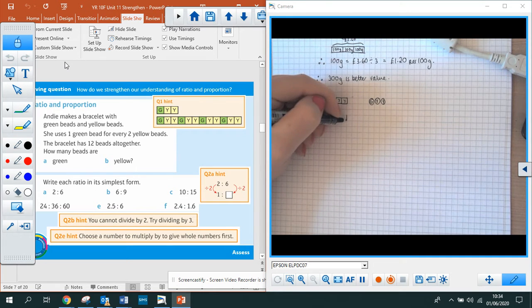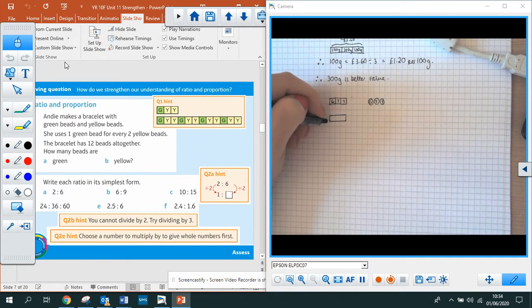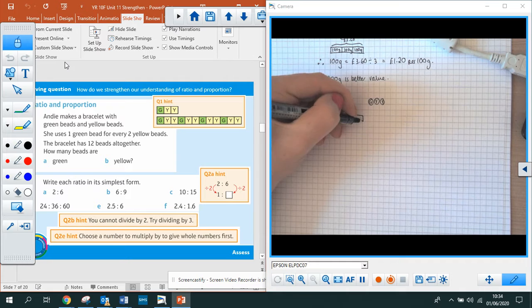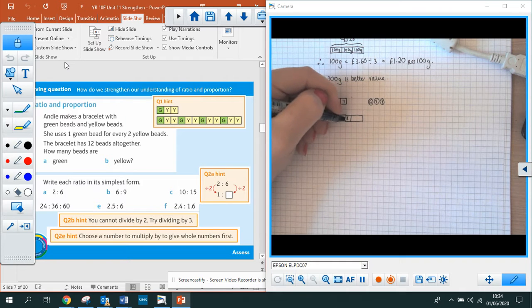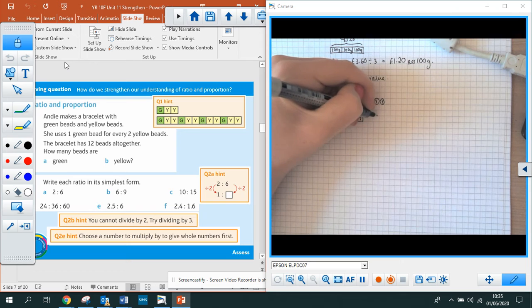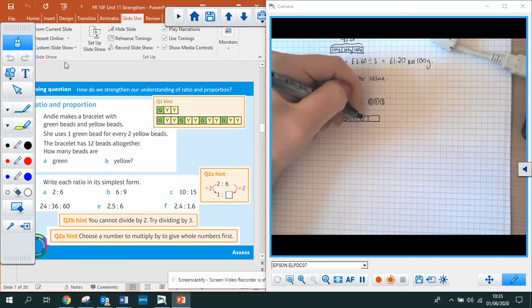So this is my first set. We've got green, yellow, yellow. Okay, the second set, that gives me 6 beads altogether, green, yellow, yellow. The third set is going to give me 9 beads altogether, green, yellow, yellow.